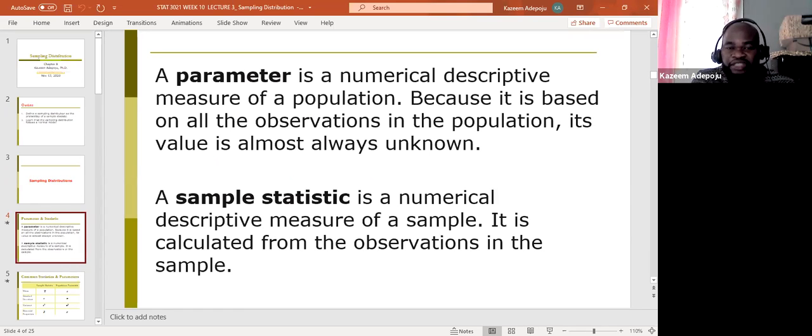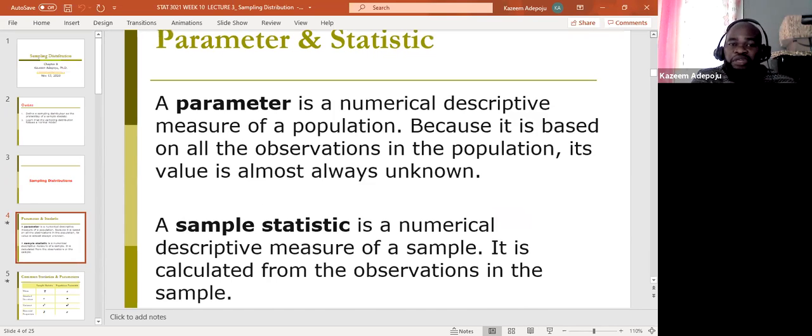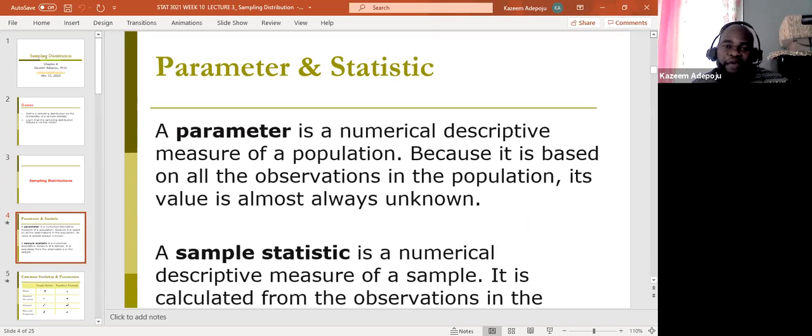What I'm trying to explain right now, you need to understand what we mean by parameter and statistic. Okay. Now, we find ourselves in a world where we actually want to understand what is around us. We want to understand our political environment. We want to understand economic environment. We want to understand medical environment.